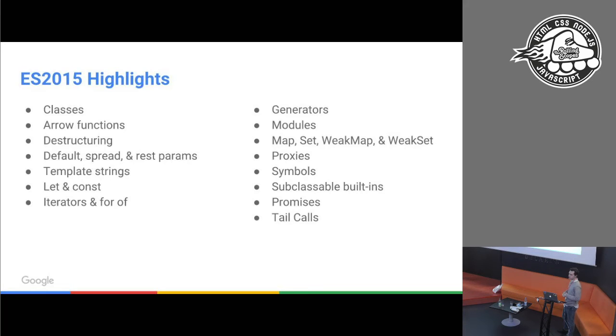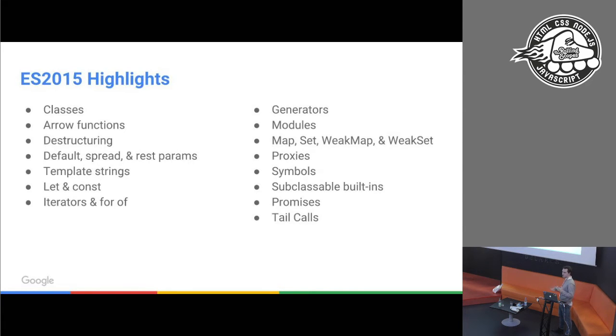Arrow functions, much faster syntax for writing lambdas or really compact anonymous functions, and they bind this context, which is useful. We have things for destructuring, default, spread, and rest parameters. These are like syntactic sugar that just make dealing with arguments to functions and arrays a lot smoother. You can remove a lot of boilerplate from your code with this.